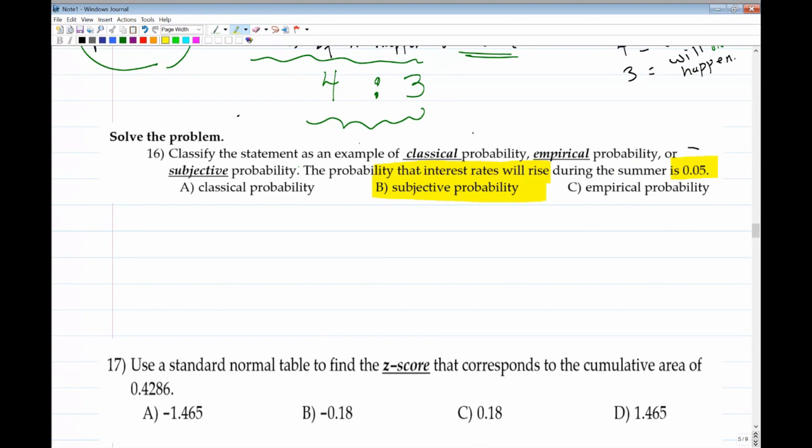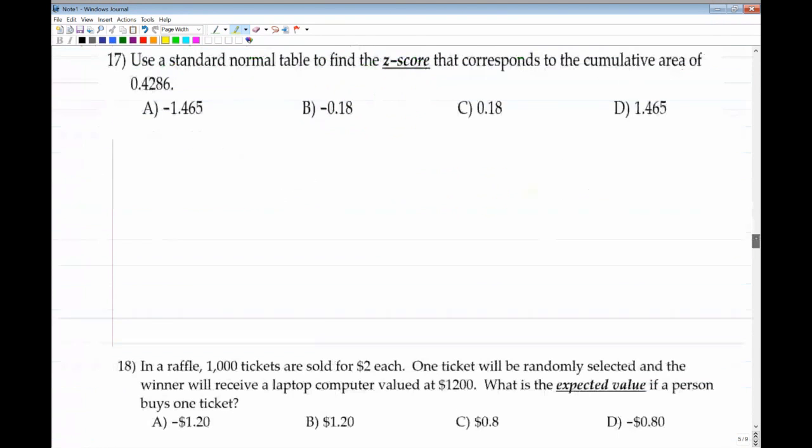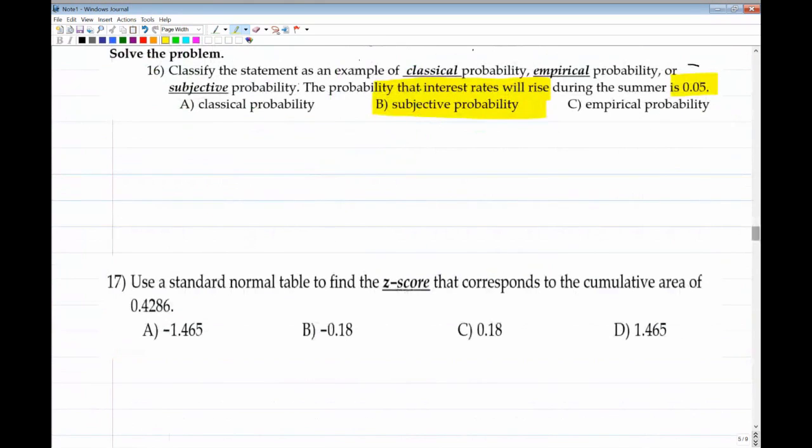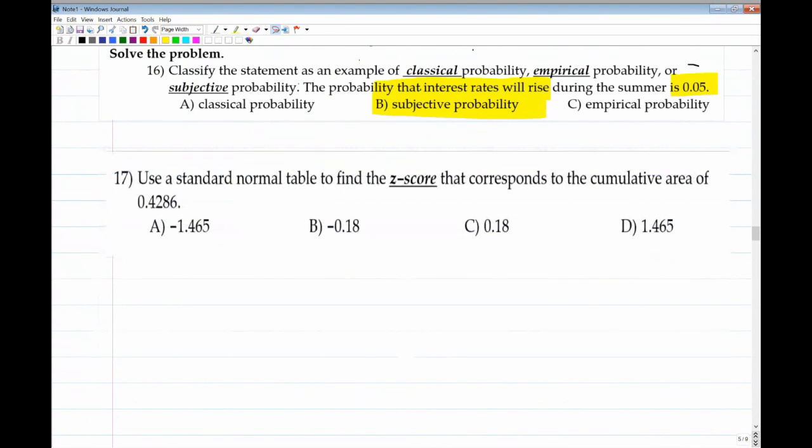Then go back to the definitions, review them, and see the difference between classical and subjective in specific. Now we go to the next one. The next one says right here, since we have defined z-score again, what is the z-score for?